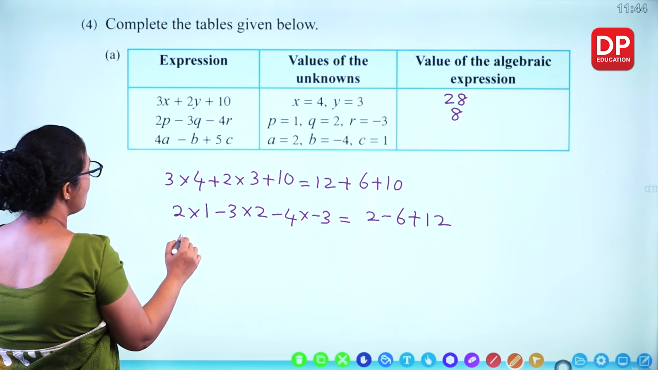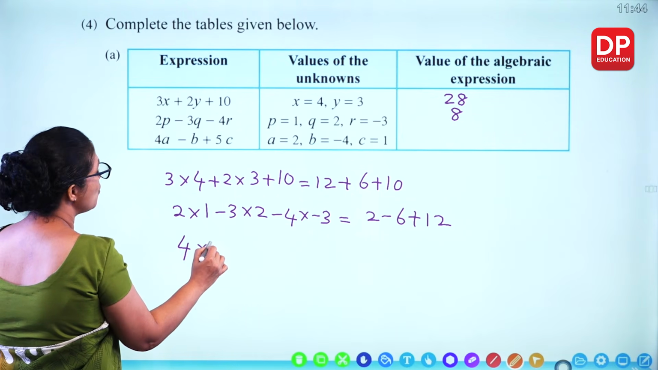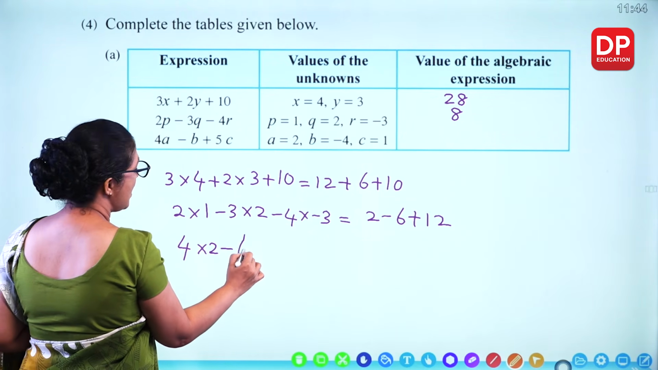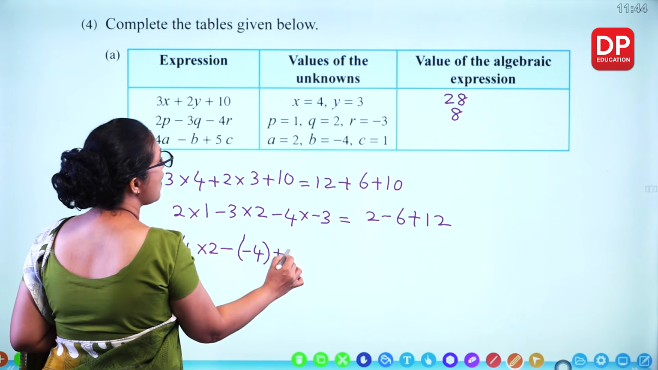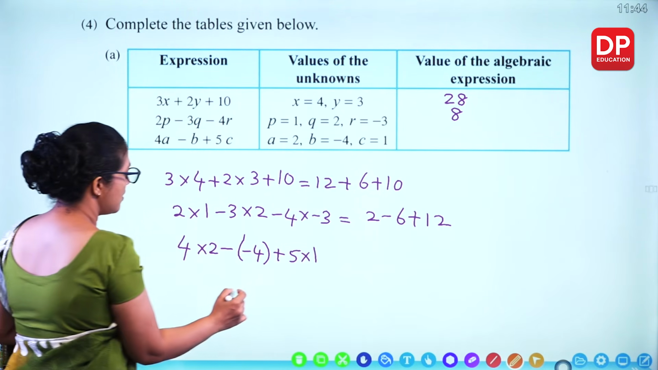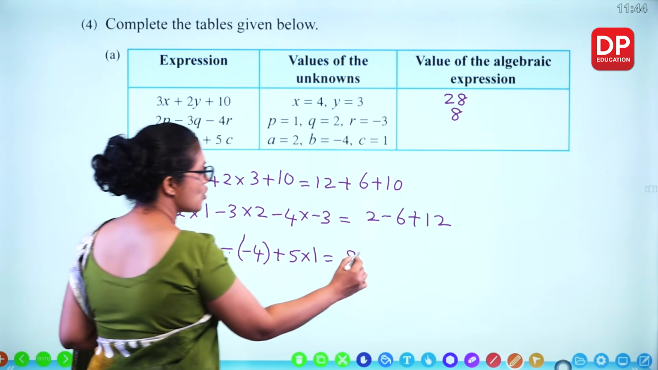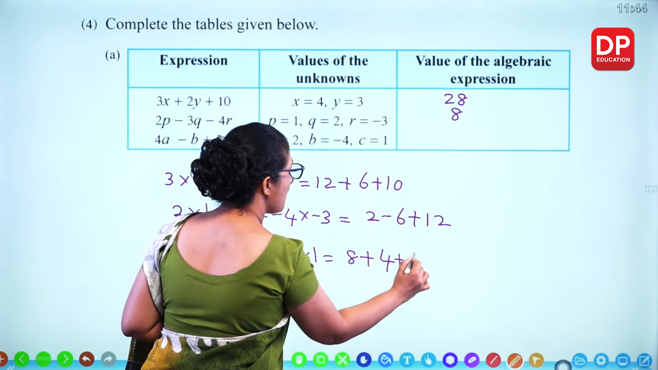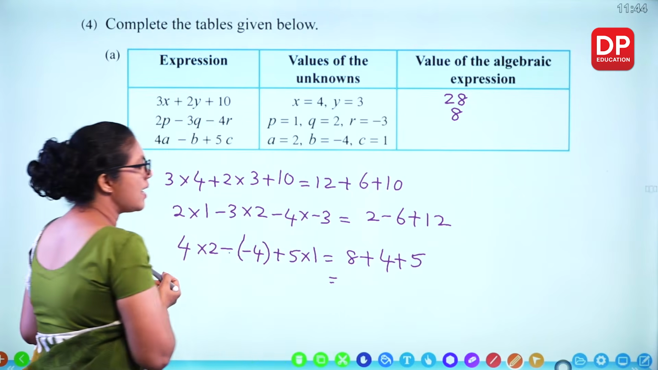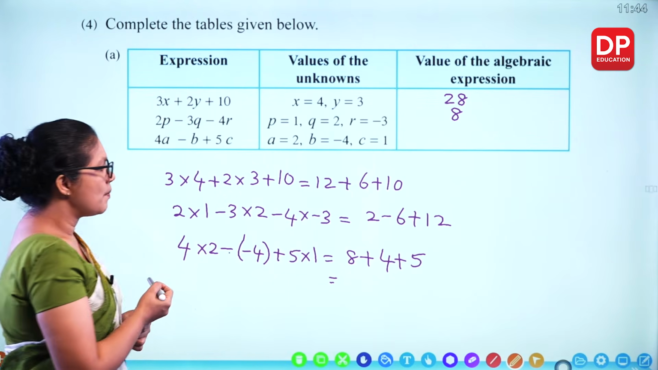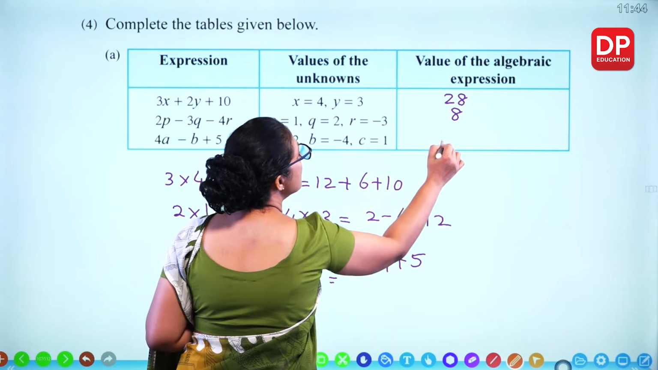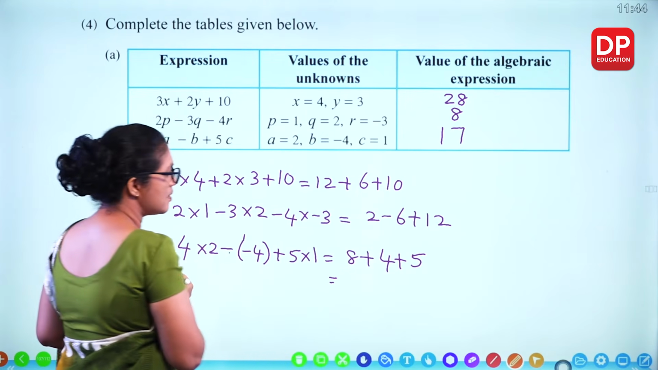Next one, 4a. 4 times 2, minus b. Minus 4 there. Plus 5 into 1. 4 times 2, 8. Minus minus multiplication, plus 4. Plus 5 there. 8 plus 4, 12. 12 plus 5, 17.